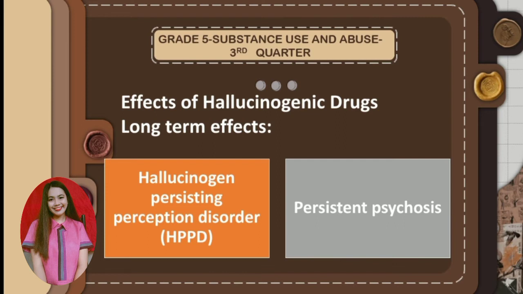Persistent psychosis may occur in some cases. Symptoms include mood changes, paranoia, disorganized thinking, and visual disturbances.